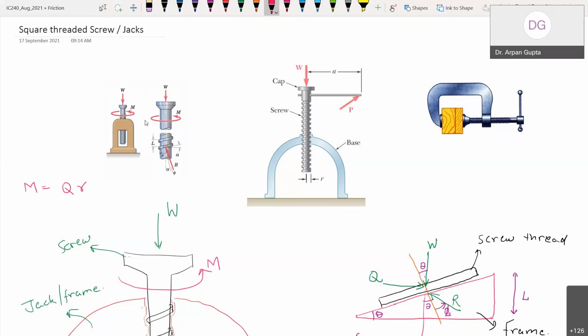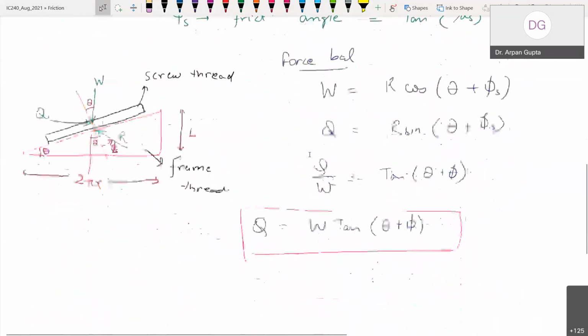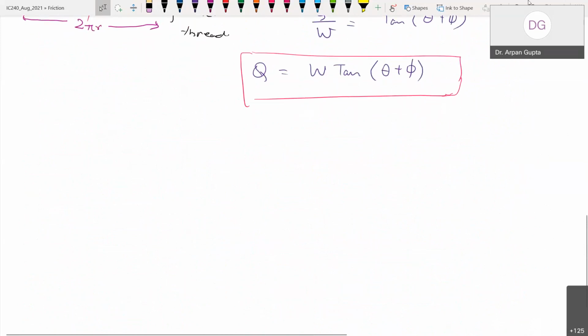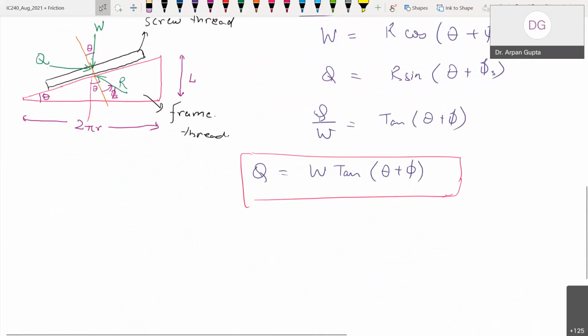And if I have a problem like this in the second figure, then the externally applied moment is P times A, and that should be equal to the moment M, which is equal to Q times R. So from here you can calculate your P, which will be Q R by A. So these are the ways by which we can do this calculation, and that's about the analysis of square threads.